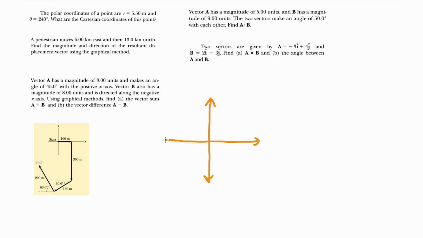So let's draw our polar coordinate system to understand this. So this is our vector. Let's call it A. The r, the length, is equal to 5.5 meters, and this angle is 240 degrees.